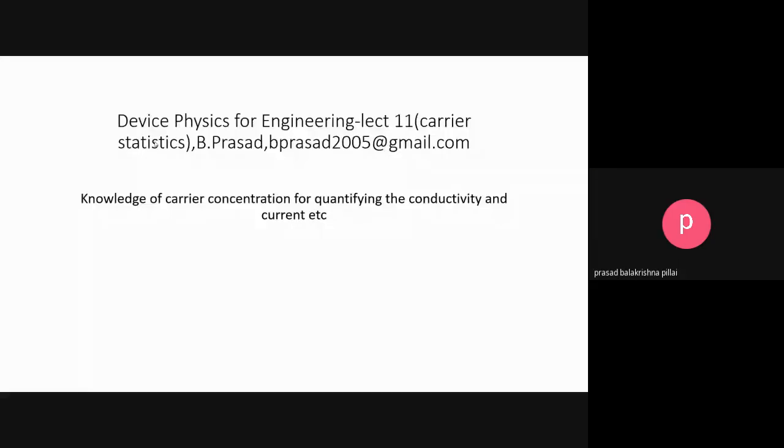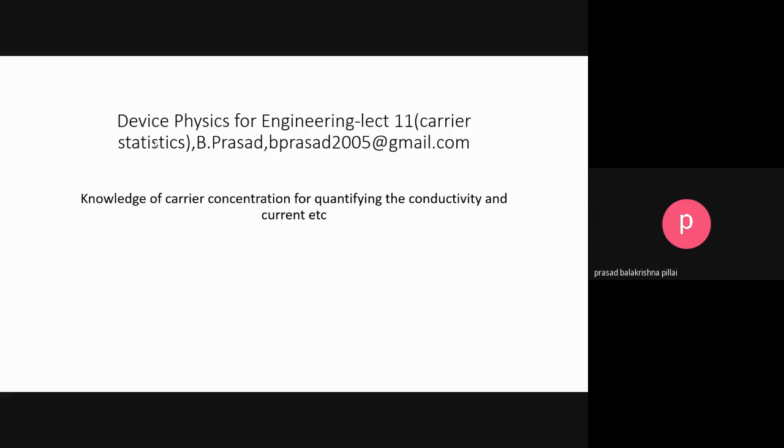So this is about the carrier statistics. So far, we have qualitatively understood what is happening. We have started with the important thing: we have seen that conductivity is one important parameter of the material, which decides its electrical characteristics. And this conductivity depends on the carrier concentration. One of the factors is the carrier concentration.